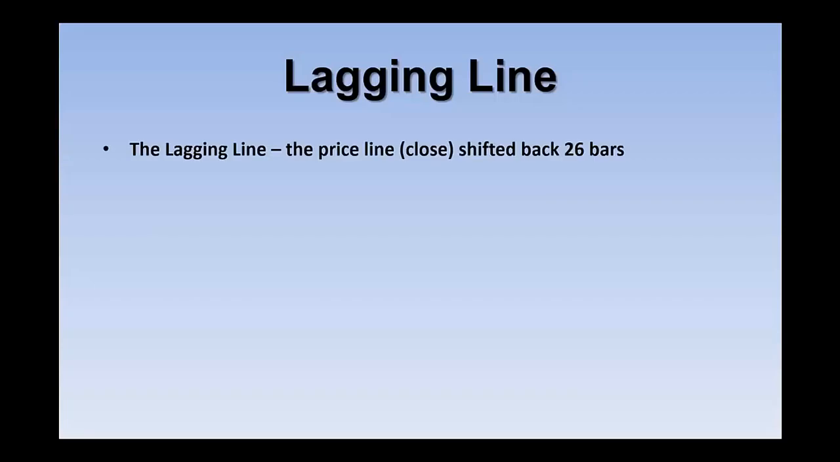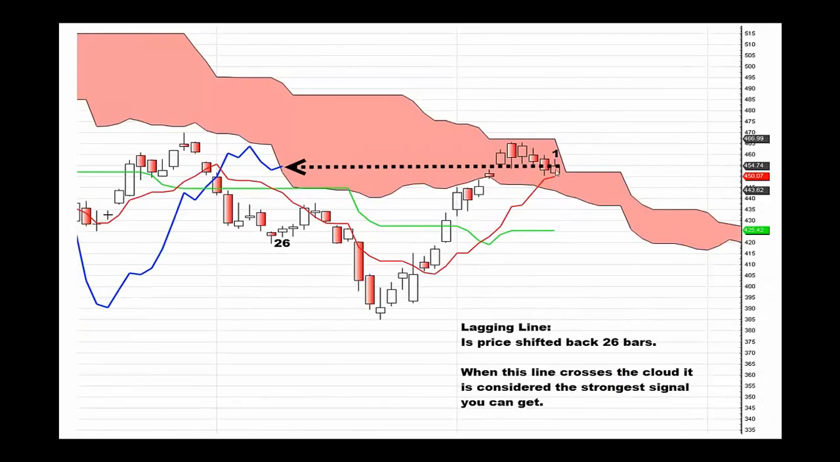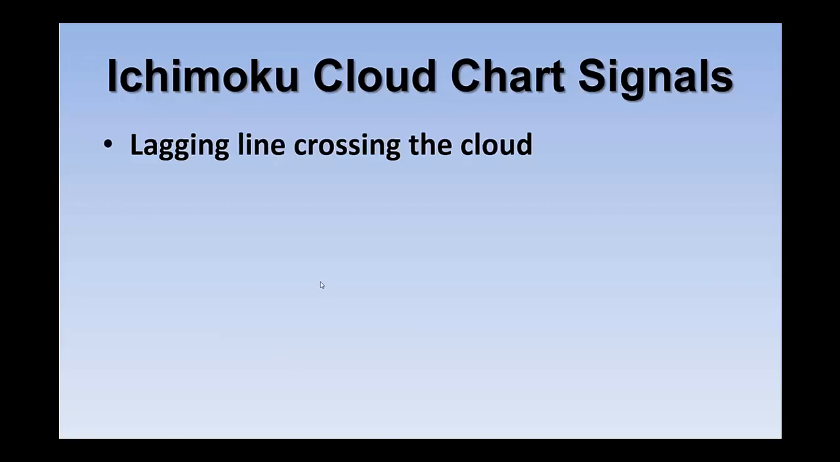All right, lagging line. Lagging line is the price close shifted 26 bars back. So what we're going to do is look at the price action right here. We're going to zoom in, and then the price action is going to be shifted back 26 bars. That is the lagging line. All right, Ichimoku cloud chart signals. Lagging line crossing the cloud.